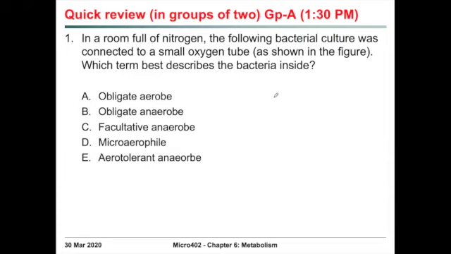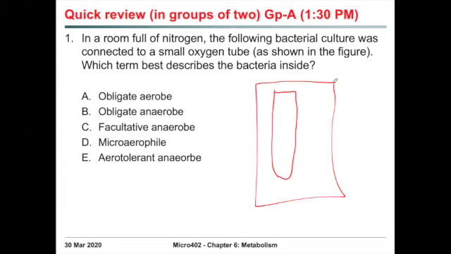I solved these questions, but we can go through them quickly. They were unsocratic. So if you have a tube and you have bacteria growing in this tube, but the bacteria is in a room full of nitrogen, no oxygen, and then you started putting a small tubing and an oxygen source, like somebody diving, you have O2 here. And the bacteria started growing near the bottom.